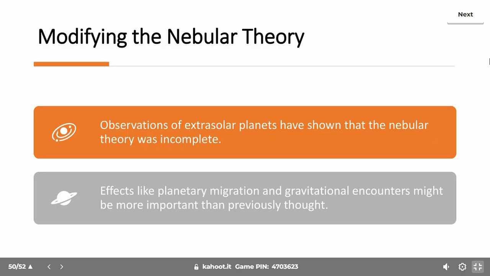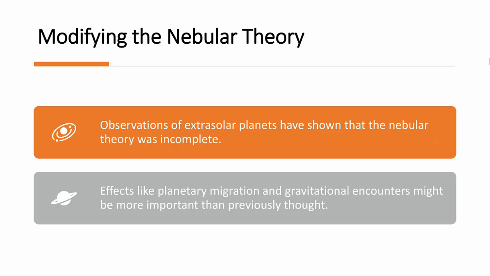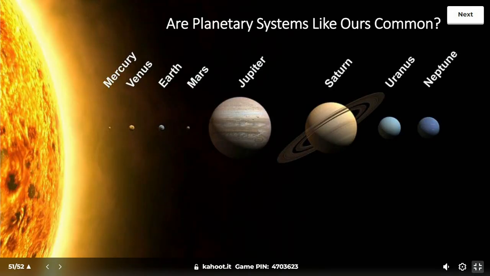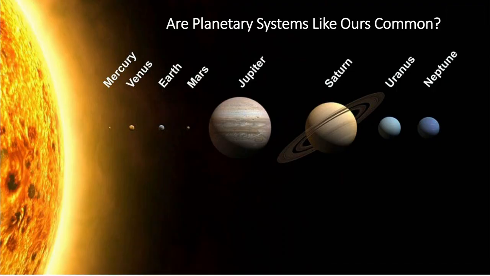So by looking at other planetary systems, we had to modify our nebular theory, and the modification that we made was that planetary migration can cause things like a large gas planet to start orbiting its star much closer than it could have originally formed. So we will keep our information about exoplanets in mind next time when we talk about our prospects for finding life elsewhere in the universe.